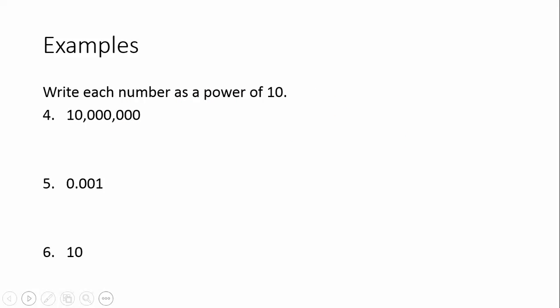Now let's go the other way. Let's write each number as a power of 10. So we have 10 million. Remember, when we're talking about positive powers with 10, however many zeros there are, that's the power. So there are 7 zeros. This is 10 to the 7th.